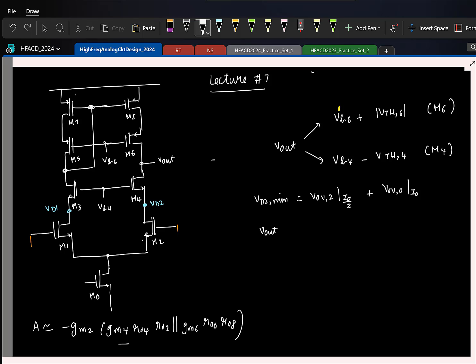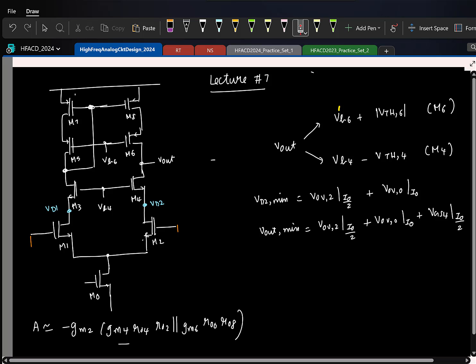Then can you tell me what is the minimum output? What is VB4 in relation to VD2? One gate to source voltage, higher or lower? Higher. This is the source voltage, so this is the gate voltage, so just one VGS higher. So this is basically the overdrive of M0 at a current I0 plus the gate to source voltage of M4 at a current I0 by 2.